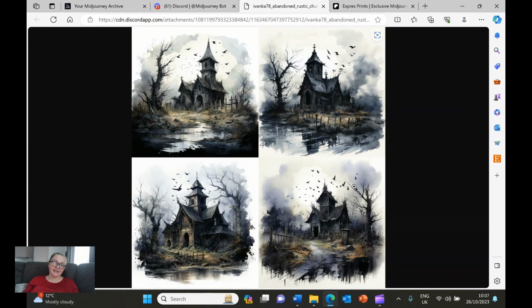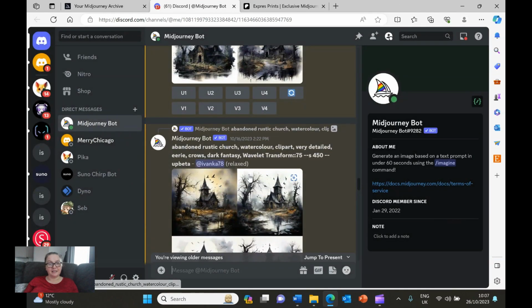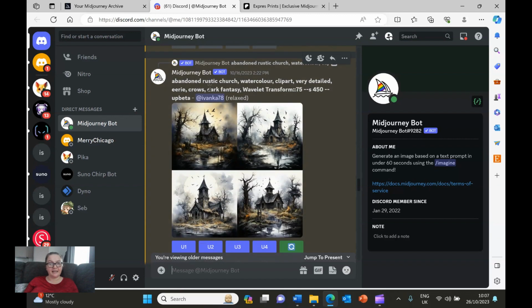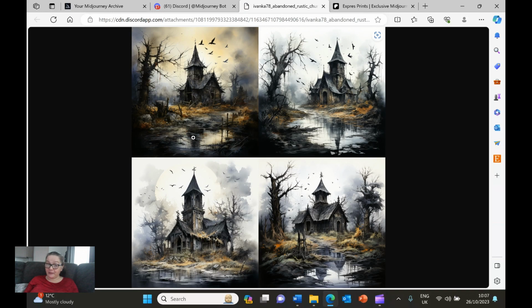Okay. Again, I've got four beautiful images with some water in it. And I'm really happy, these are really usable artworks. And guys, then in my next experiment, I did Wavelet Transform 75, but I actually increased the stylized value to 450. Let's see what that did. And did I find my tipping point with this?